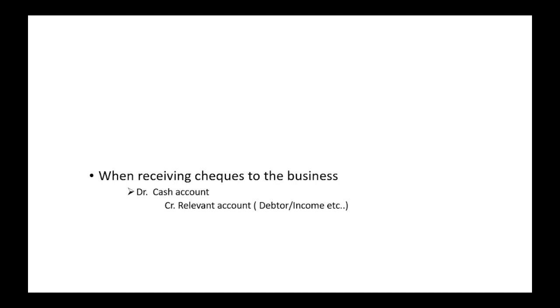When receiving checks, the business is going to keep them for some time and later go and deposit at the bank. Because, for example, big businesses like the Electricity Board, Sri Lankan Telecom, each and every time when they receive checks, they cannot go and deposit. So they collect a bulk and deposit later. Remember that depositing only will increase the money at the bank. Therefore, when receiving, we debit the cash account and credit the relevant account. Relevant account means it may be a debtor or it may be an income.